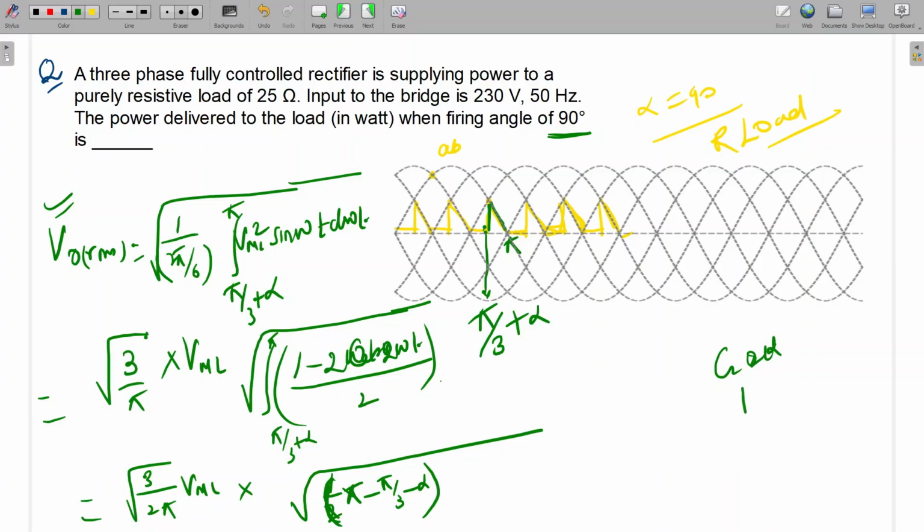Sin 2 alpha by 2, 1 by 2 sin 2 alpha. Okay. So minus 1 by 2 sin 2 alpha, pi by 3 plus alpha to pi. So here we know the value of alpha. We can put here directly. Okay. Can you calculate what will be the RMS value?